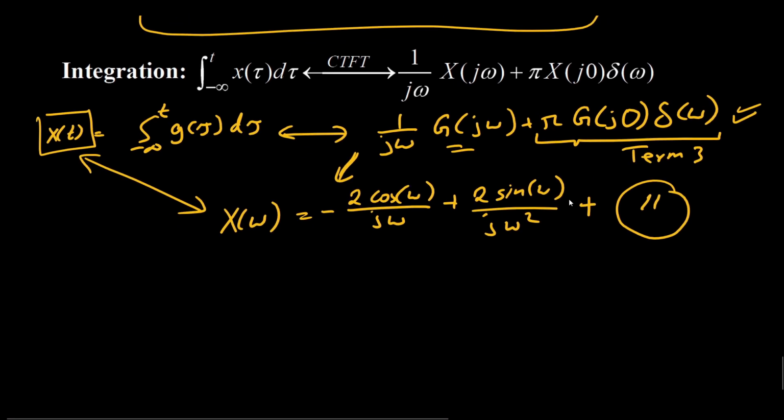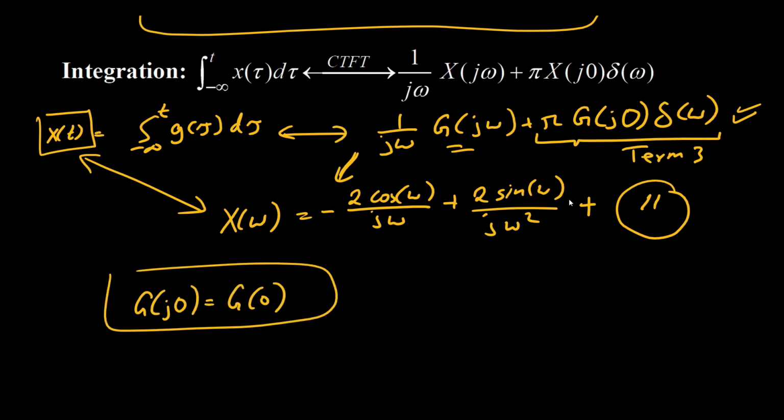So you can observe that the value of term 3 depends on g of j0, or simply g of 0, and this indicates that we are interested in the DC value.